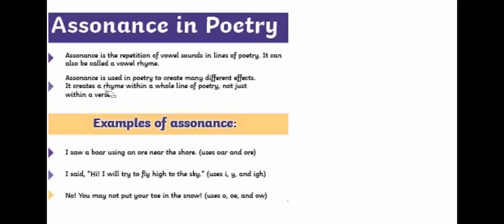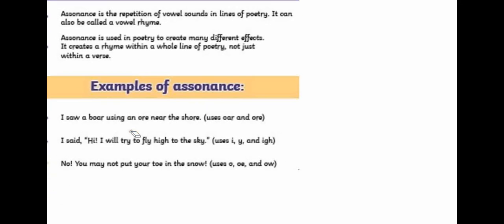Assonance is the repetition of vowel sounds. So, vowel rhyme. For example, I saw a boar using an oar near the shore. So it's "or" and "or" in here that is the assonance. I said hi, I'll try to fly high to the sky. So the assonance is I, hi, try, fly, high in the sky.